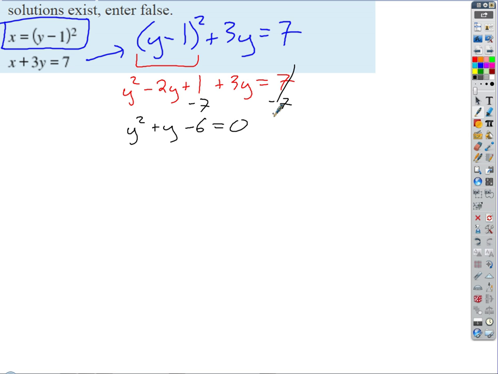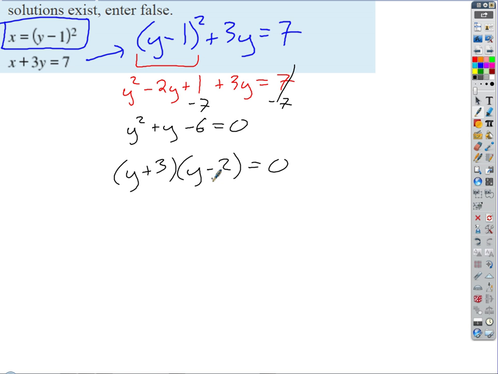Remember, the first option, if we can find magic numbers, let's see if we can. So are there magic numbers that multiply to -6 and add to 1, because 1 is the coefficient of y? Yeah, there are: positive 3 and negative 2 multiply to negative 6 and add to positive 1. So there is my quadratic equation in factored form.